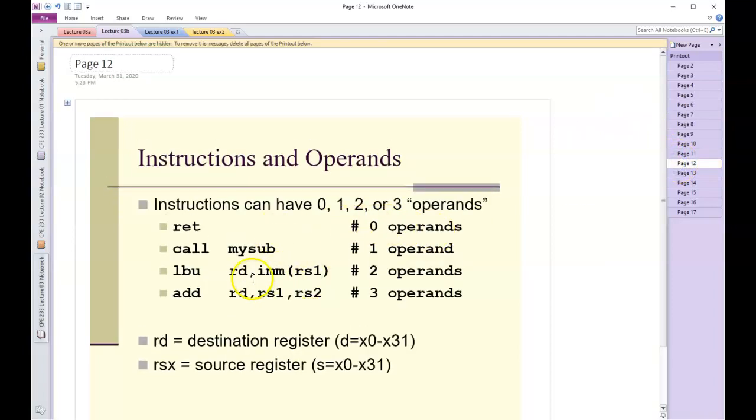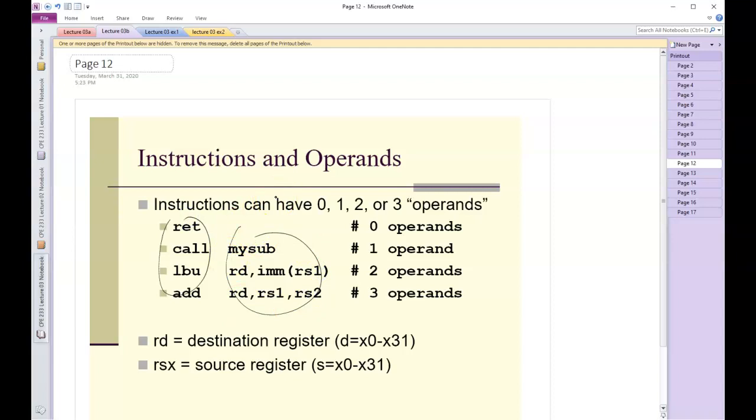So this is the form of the instructions. These are a couple different instruction types. This is an instruction that has no operands. This is an instruction that has one operand, two operands, and three operands. So these are the flavors of instructions. These are the instructions, and these are the operands, which is 0, 1, 2, and 3 operands.